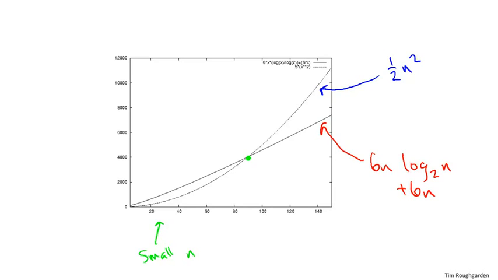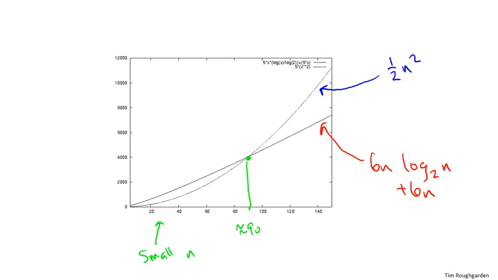And this is true up to this crossing point of maybe 90 or so. But then beyond n equals 90, the quadratic growth in the n squared term overwhelms the fact that it had a smaller constant, and it starts being bigger than this other function, 6n log n plus 6n. So in the regime below 90, it's predicting that insertion sort will be better, and in the regime above 90, it's predicting that merge sort will be faster.